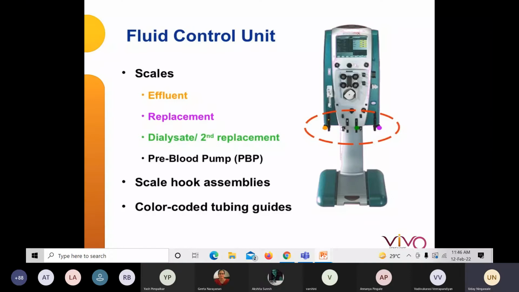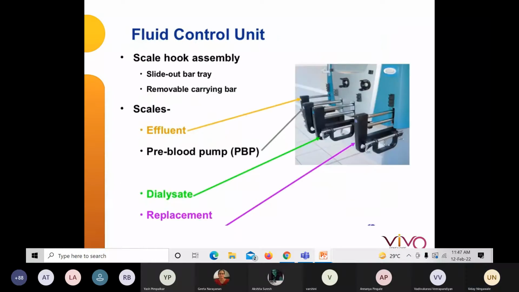Scale hook assemblies, the hooking assemblies are there. Color-coded tubing guides where the effluent will go, and that line has to be connected with the drainage bag.